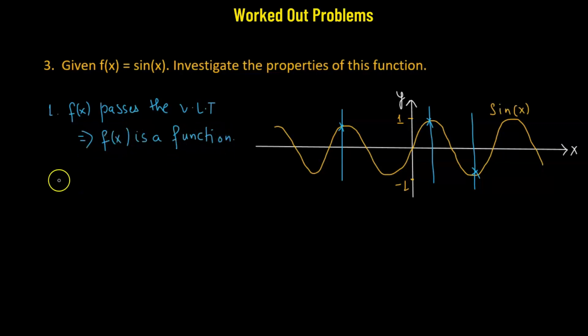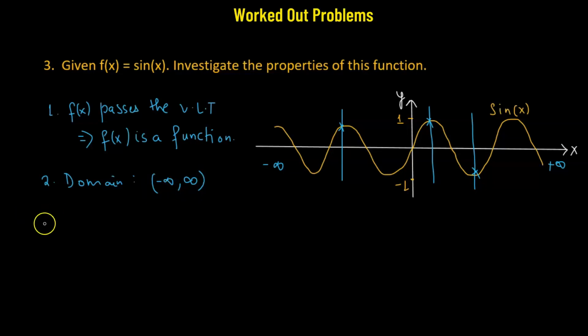Now coming to the next property, that will be the domain. Domain will be all the values of x for which sine of x is defined. Here we can say that x can take any value from -infinity to +infinity. So its domain will be -infinity to +infinity, and this will be an open interval.